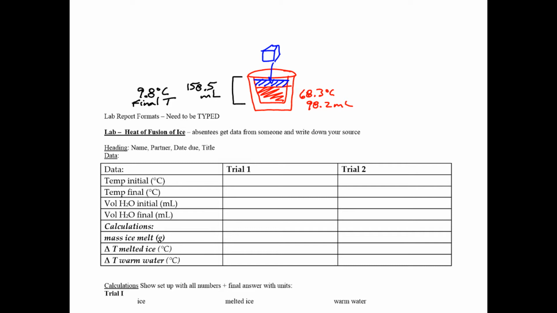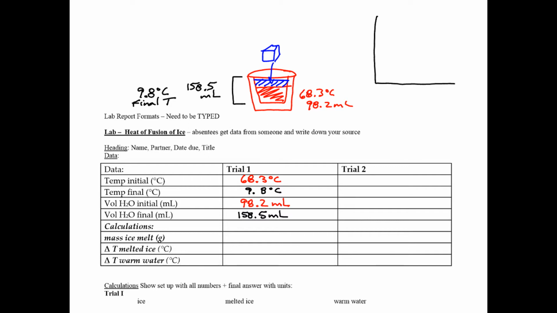Okay, so we'll write down our data. The initial temperature we said was 68.3 degrees Celsius. The final temperature we said was 9.8 degrees Celsius. The volume of water initially, the hot water, was 98.2 milliliters, and the final volume that you recorded was 158.5 milliliters. Now, to understand this lab, let's take a look at the heating curve of water.